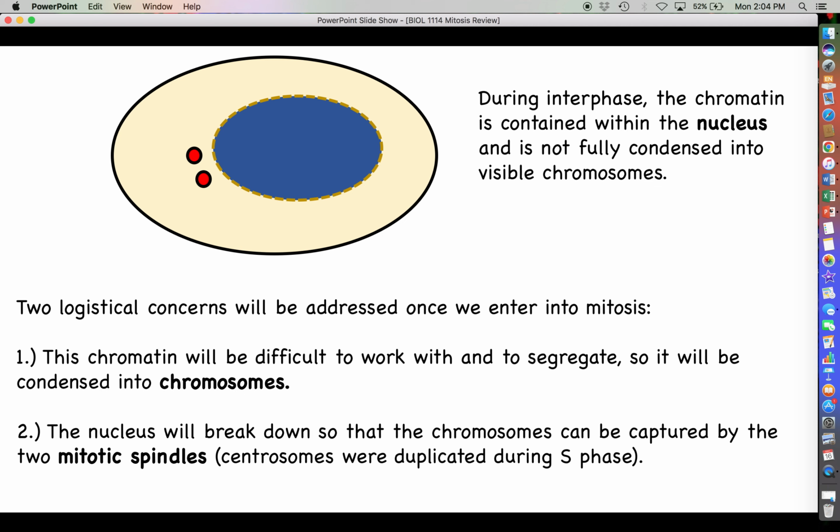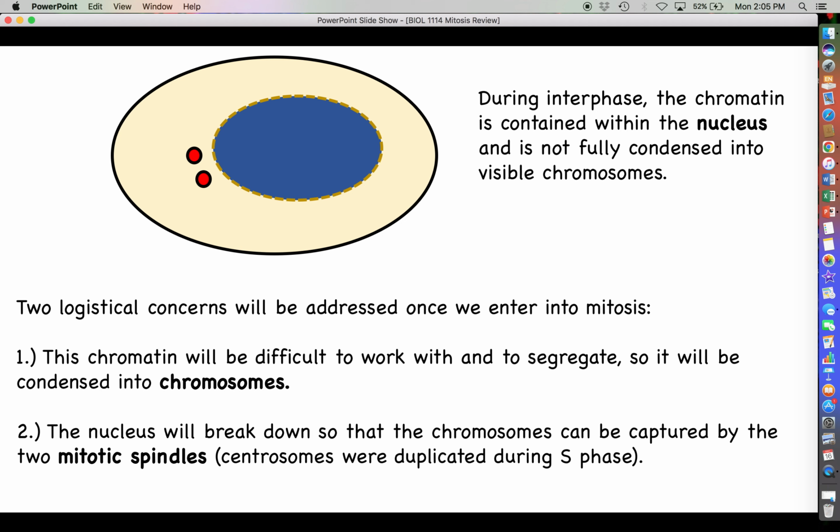So as we are about to enter into mitosis, we are going to address 2 major logistical concerns. Number 1, there's an issue with the chromatin itself. The chromatin as it is during interphase is going to be way too difficult to work with. It's going to be very difficult to separate a whole bunch of strands of spaghetti away from each other. So as we move into mitosis, we are going to see the chromosomes condense into discrete structures that can actually be physically separated from one another.